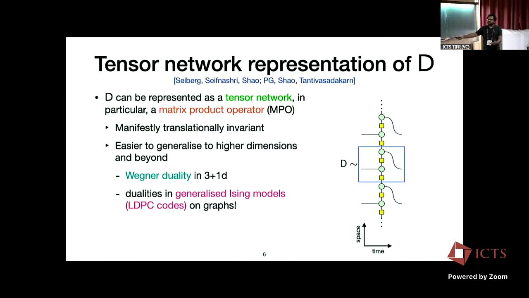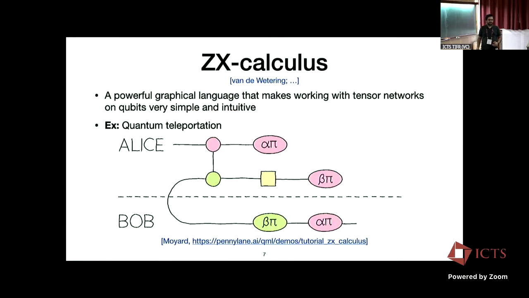And as I will demonstrate in this talk, you can also easily generalize this to other models in higher dimensions, or even beyond Euclidean lattices, on LDPC codes, on graphs and all that, if time permits. And all of this is possible because of a nice graphical language called ZX calculus, which was developed by the quantum information community to analyze linear maps between qubits. It's really powerful, and I just want to give you a teaser of how it works.